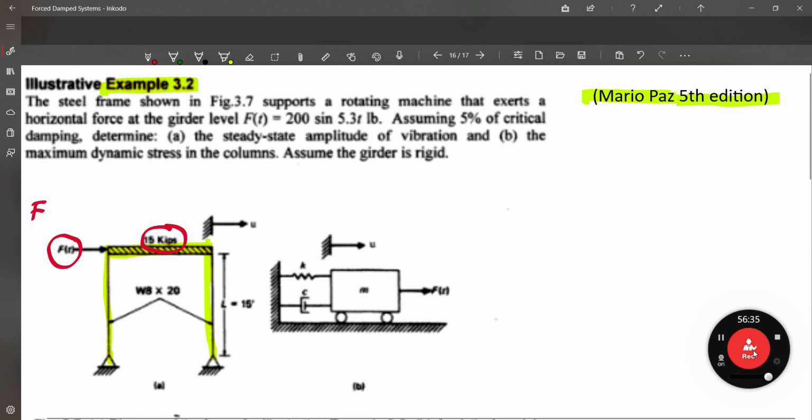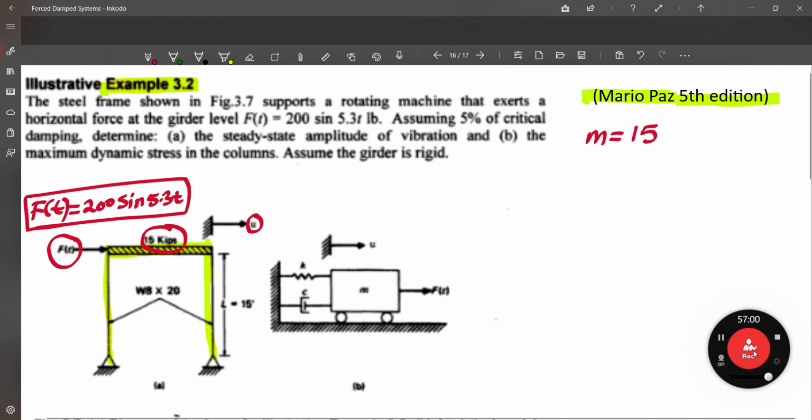This force is changing with time. F of t equals 200, which is the maximum force, times sine 5.3 t. This is the forcing or the excitation function, and the displacement of the structure is in the right direction. So we have the mass now equal to 15 kips, and we have the force, F of t, which equals the amplitude 200 times sine 5.3 t. And we have a supporting rotating machinery that exerts a horizontal force, which we already talked about, at the girder level.